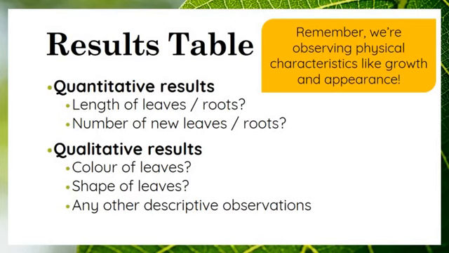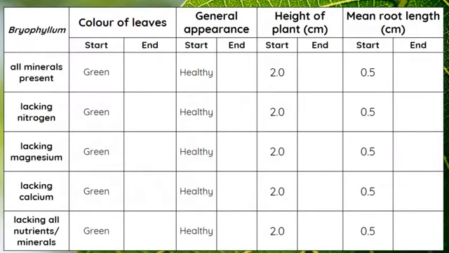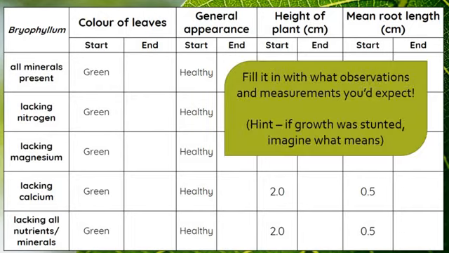So for example, here is a results table that we have modelled for you. We're measuring the colour, the general appearance and recording qualitative data, but we're also recording the height of the plant and the mean root length so that we have even more observations to compare between each category. I'd like you to challenge yourself by filling in the observations and measurements that you'd expect. So, if growth was stunted by a particular mineral ion deficiency, fill it in with what you would expect to see changed.